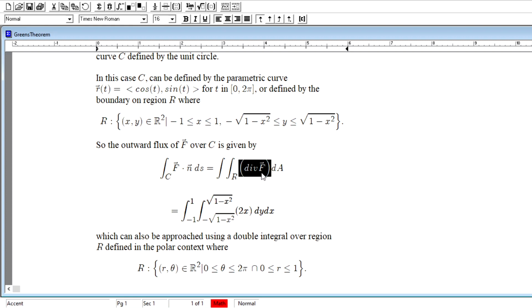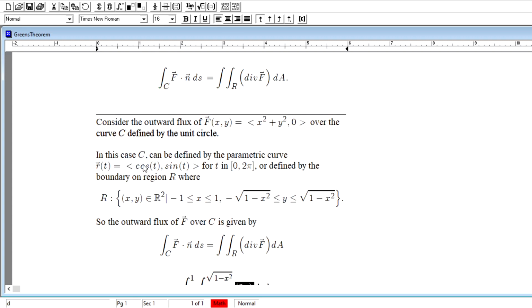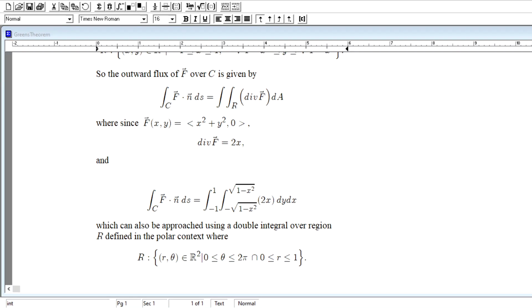Now, one thing I didn't point out here is note the divergence of F bar is given by 2x. In this case, C can be defined as this, F bar equals this. So the outward, hold on, let me fix this real quick, just to make sure something is a little clearer to begin with. Okay, there, folks, I think I fixed it.